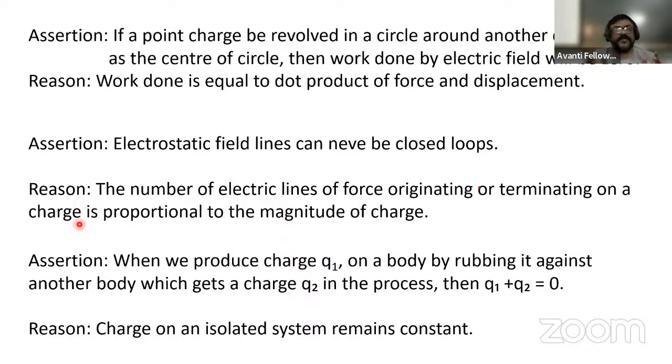So as a system, if you consider both ebonite and wool as a system, some electrons are transferred from wool to ebonite. Wool is becoming positive and ebonite is becoming negative. Ebonite gains electrons, so it becomes negative, and wool loses electrons, so it becomes positive.